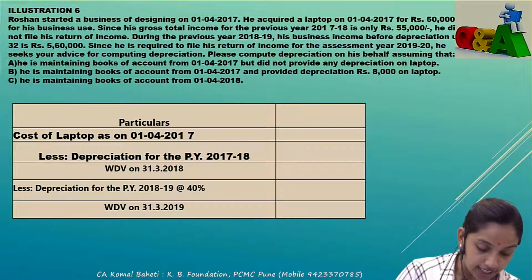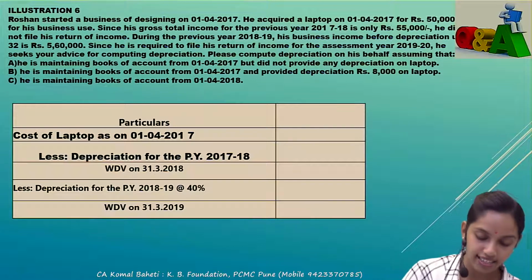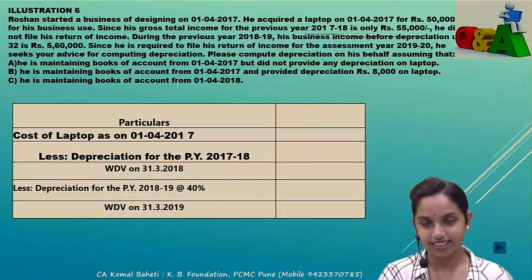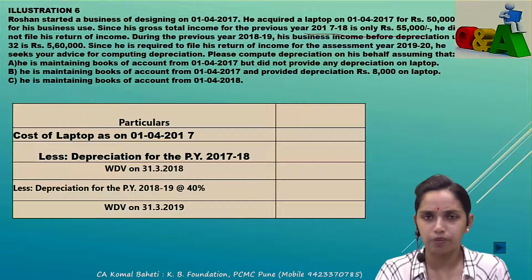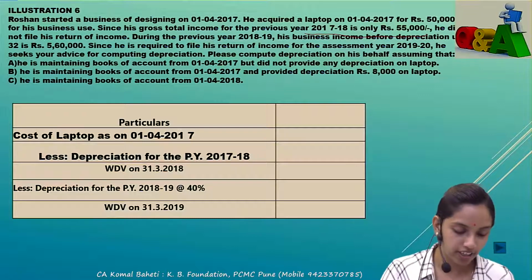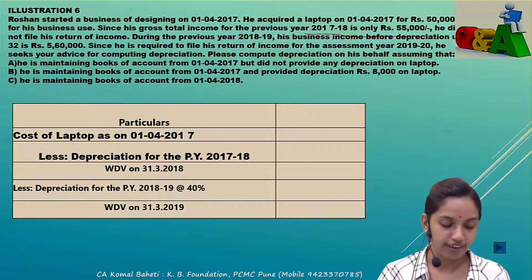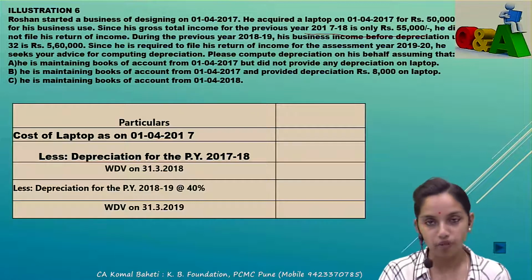Okay. Since his gross total income in the year 17-18 was just 55,000, which is less than the basic exemption, he had not filed the ROI. That could be fine enough. There are no consequences of that. During the previous year 18-19, his business income before the depreciation was 5,60,000. So he is required to file an ROI.